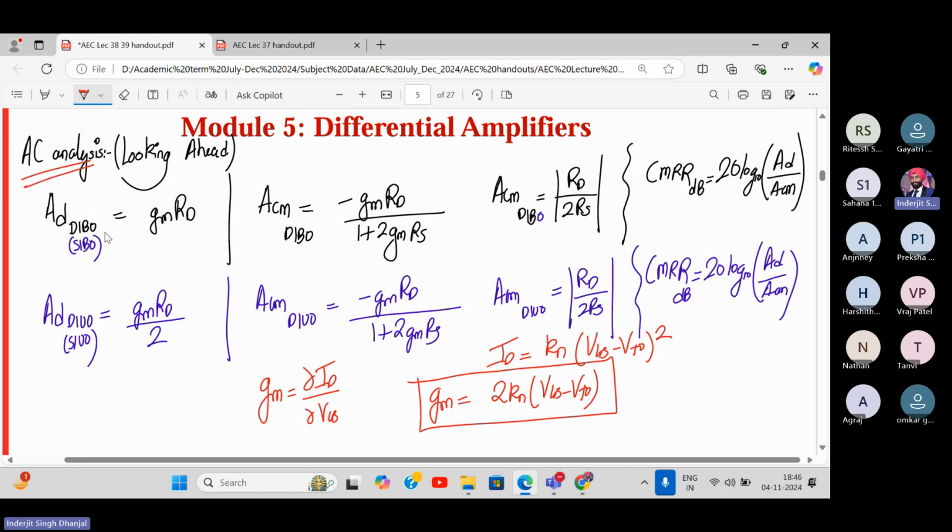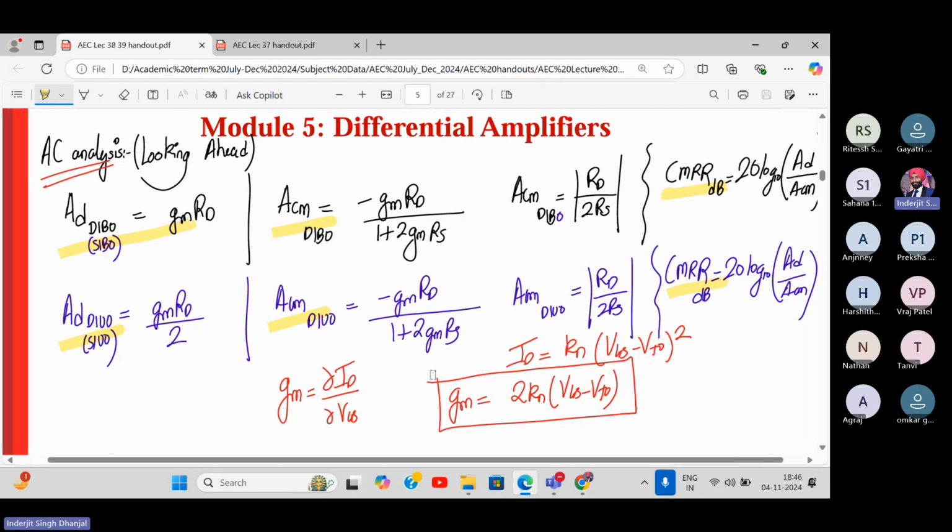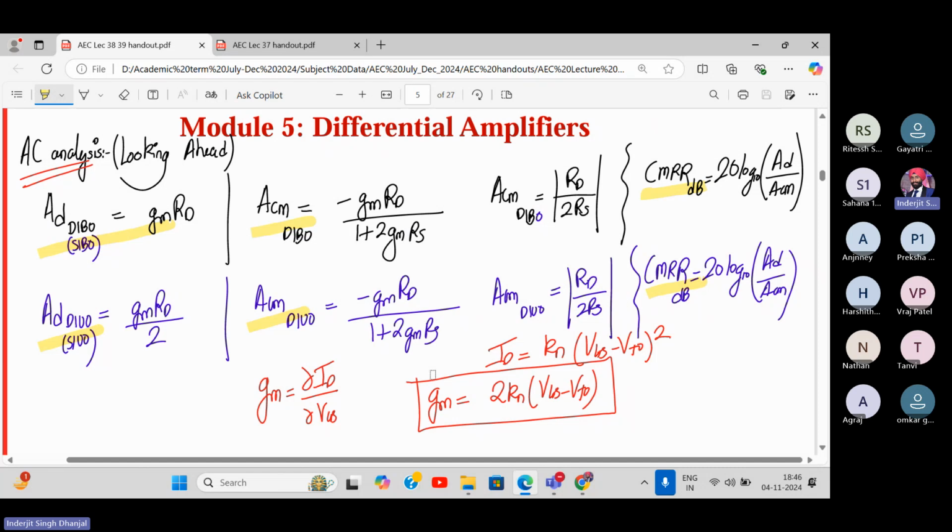Okay, we need to derive it. The derivations are long. So we will derive this formula, this one, this one, and this one. The CMRR formula will automatically come from AD and ACM. I hope it is making sense. Please note down all these formulas. We are going to use them in the numerical now, which we are going to discuss next.